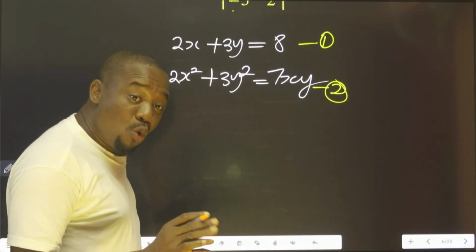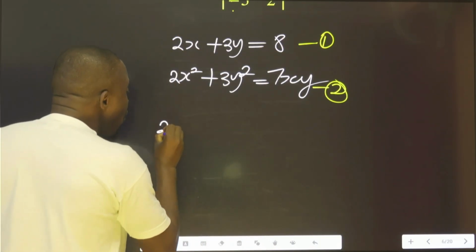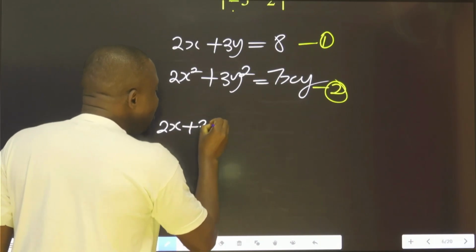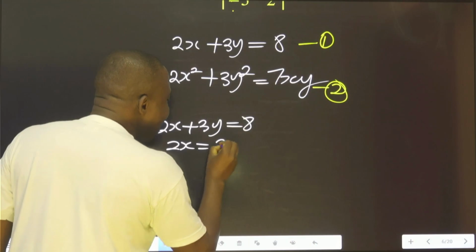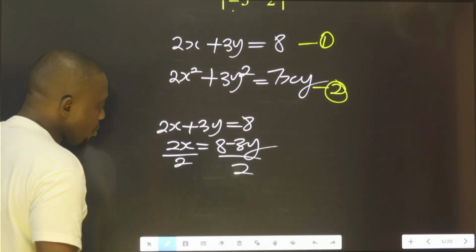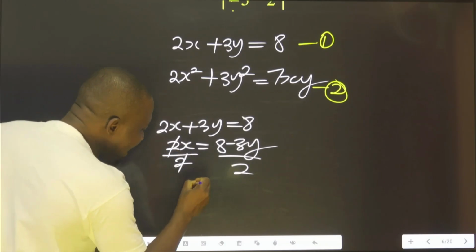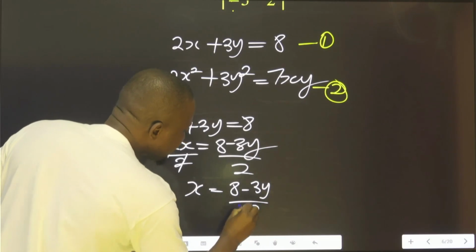Okay? Now, we need to first of all find x from equation 1. That is to say 2x plus 3y is equals to 8. 2x equals to 8 minus 3y. We divide both sides by 2. Okay? So this, we cancel this. We have x equal to 8 minus 3y over 2.